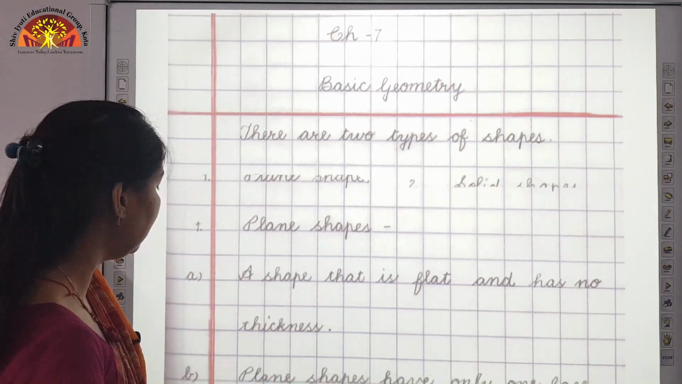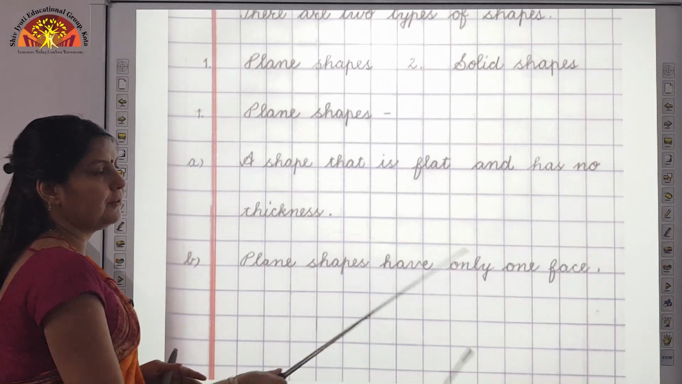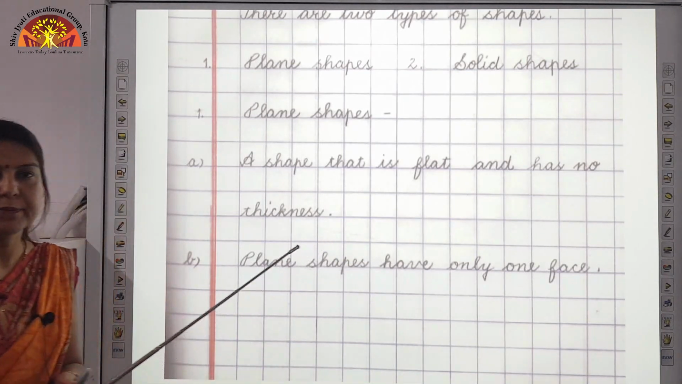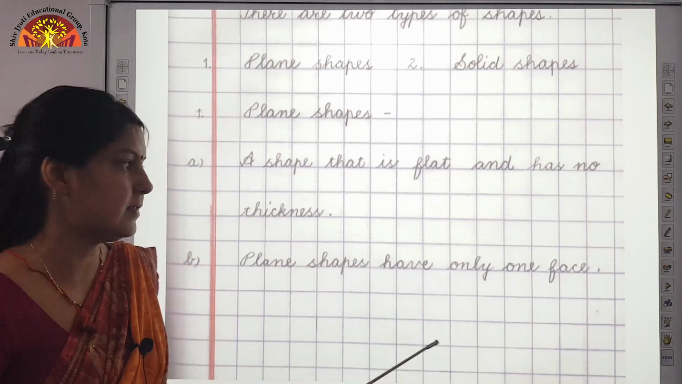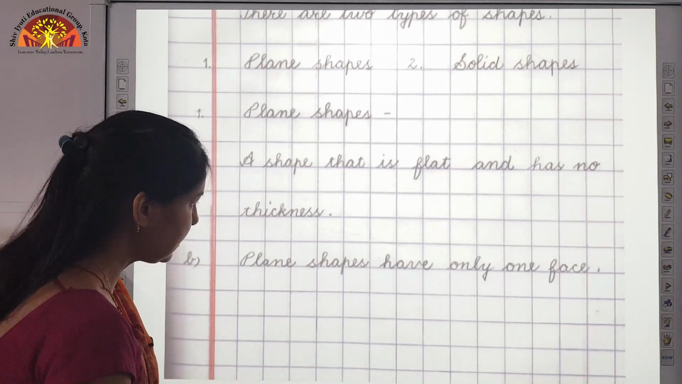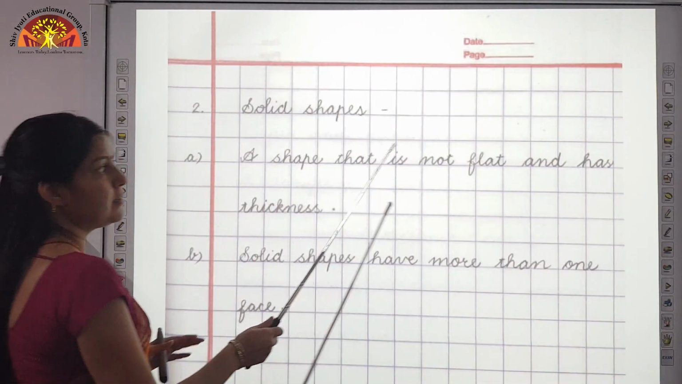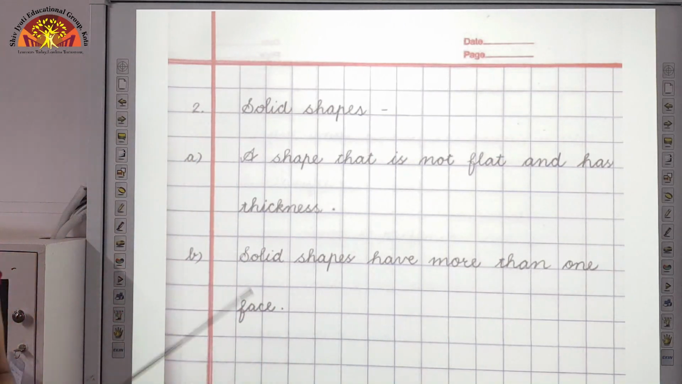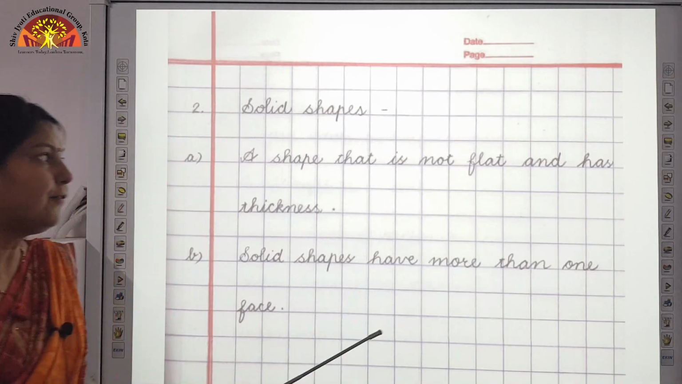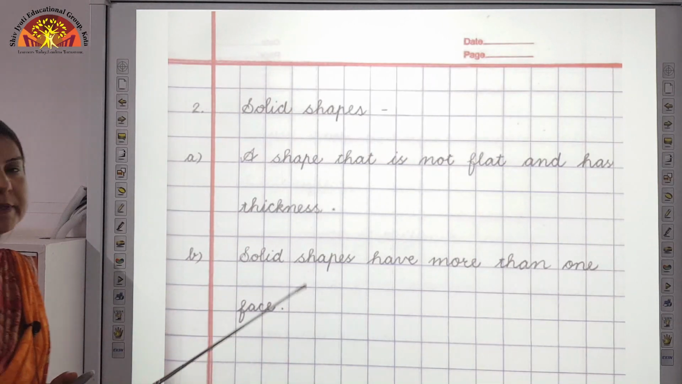Now plane shapes have only one face. Children, shapes that are plane have only one face. Now we will see solid shapes. A shape that is not flat and has thickness. Children, plane shapes are flat, but solid shapes are not flat and they have thickness. Plane shapes are flat, they have no thickness, but solid shapes have thickness.